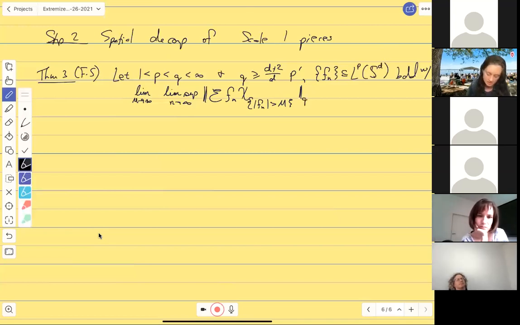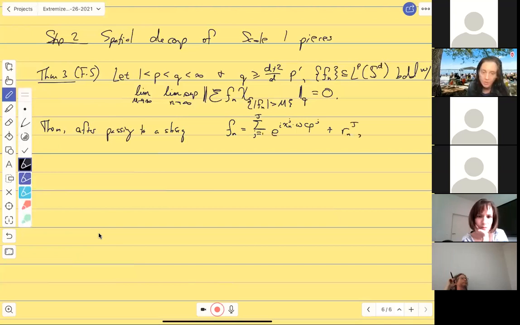And under this assumption, after passing to a subsequence, we have a decomposition. So f_n is the sum from j equals 1 up to J of e to the i x_n^j dotted with omega, phi^j, plus some remainder term. Where, first of all, the phi^j is a weak limit.